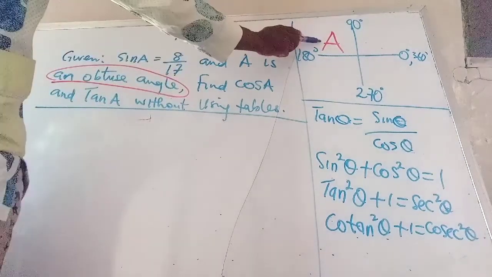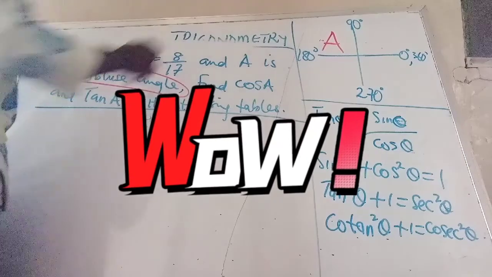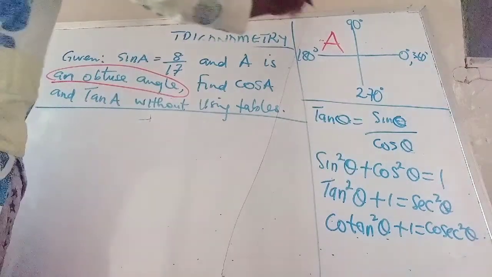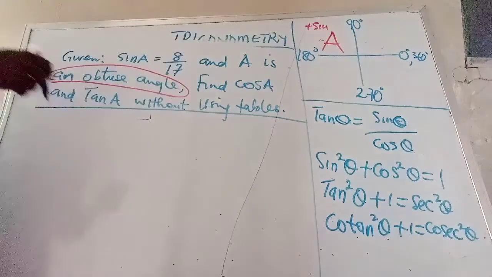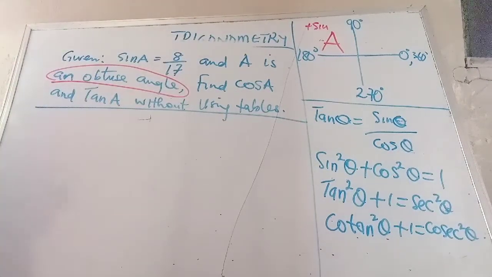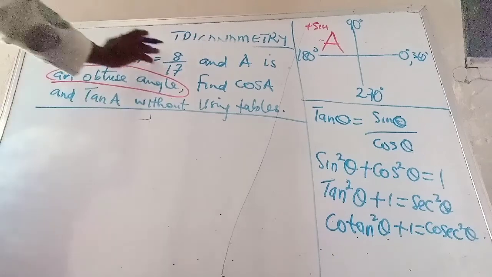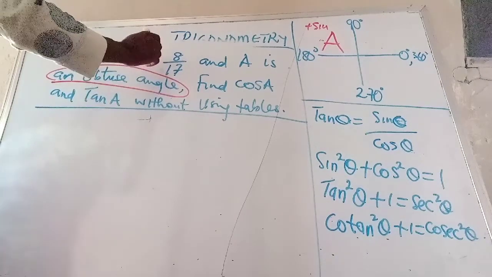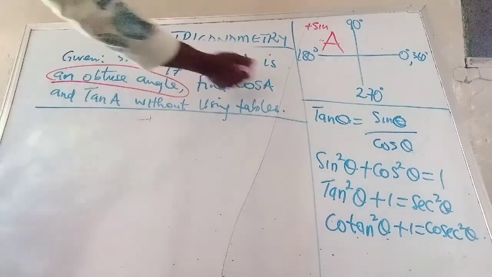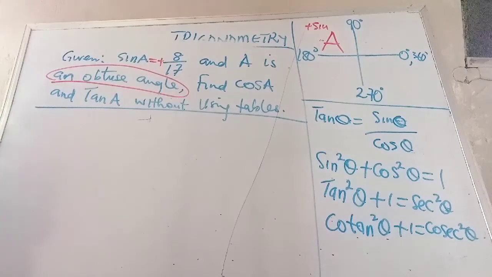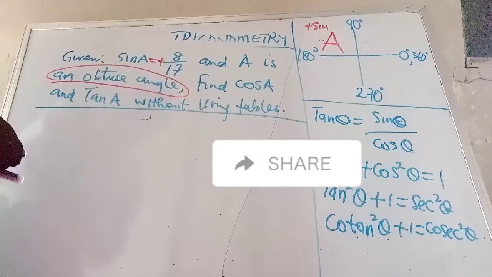That is why A is falling within here in the second quadrant, where only sine is positive. Only sine is positive here, so others will be negative. That means definitely I can assign positive sign to this value because sine will be positive. Alright, we have to find cos A and tan A. How do we find that without using tables?